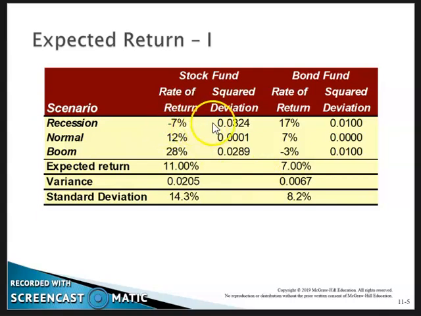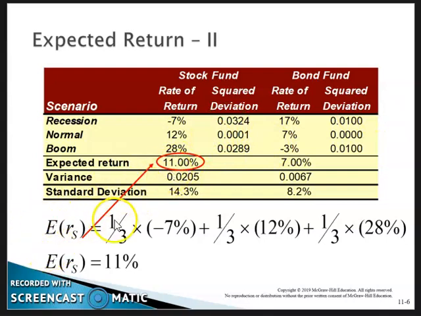So the squared deviations: that's going to be the return minus the expected return, for example negative 7% minus 11%. I square that, and that would give you the squared deviations. You sum those up, and then you take the square root to get the standard deviation. So the standard deviation in this case is 14.3% for the stock fund, 8.2% for the bond fund. Again, that expected return is 1/3 times the 7% loss, 1/3 times the 12% gain, and 1/3 times the 28% equals 11%.